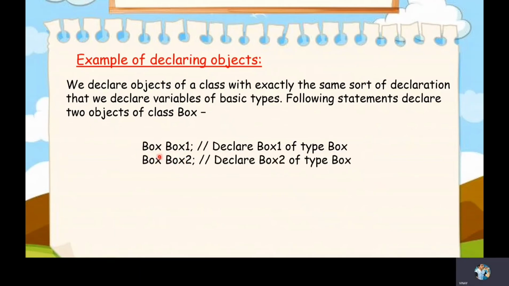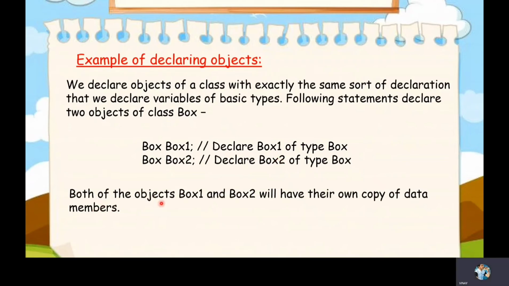Box1, box2. Here Box is the class name and box1 is the object name. Box is the class name, box2 is the object name. Here we declare the objects: declare box1 of type Box, declare box2 of type Box. Both of the objects box1 and box2 will have their own copy of data members.